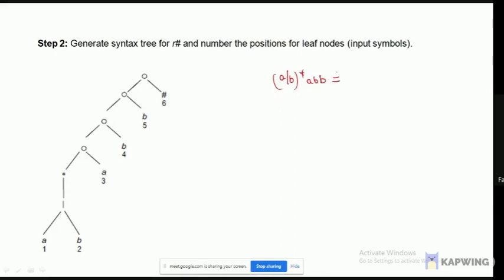The first step is you have to augment with hash symbol and then construct the tree by decomposing it, and create a leaf node with all the symbols and number it from left to right. All the leaf nodes will be given a number, and for each of these components we have to find first position as well as last position, right?